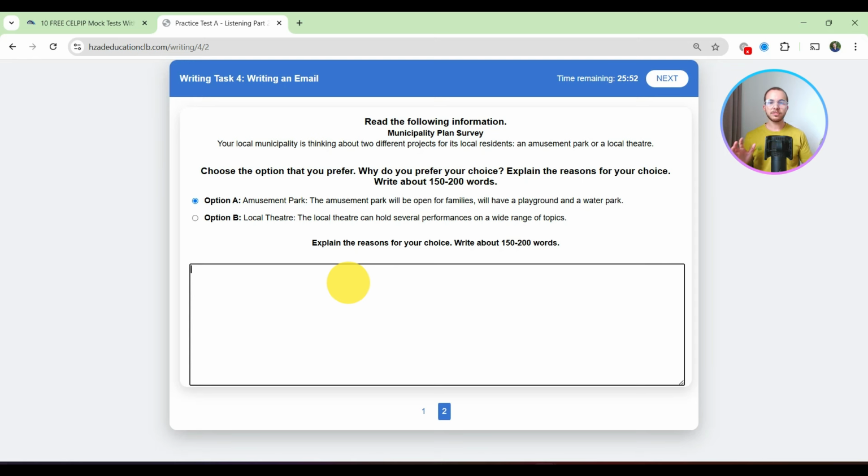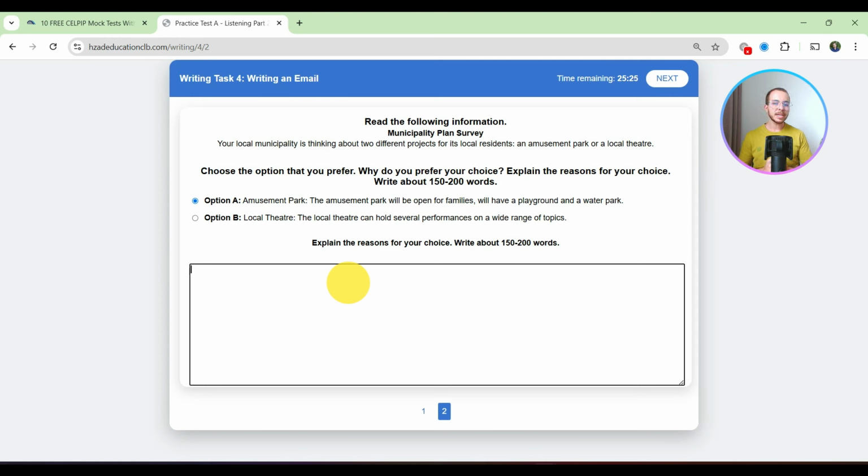The second thing we need to remember is that we need to compare both options. It is not sufficient just to say why the amusement park is best. You cannot do that. You need to say the amusement park is best because. Option B is not good enough because. So we need to be acknowledging option B. This shows that you can logically argue one option and show the disadvantages of the other.